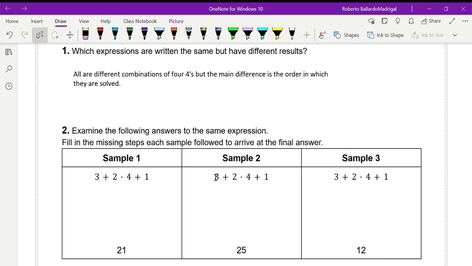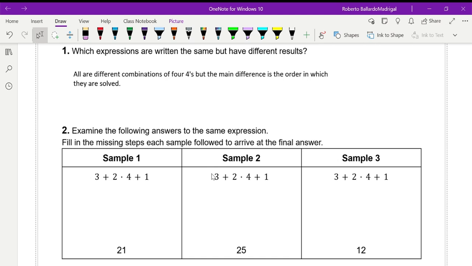Okay. Rest of you guys, all together, you have 5 minutes to fill in the missing steps to arrive at these final answers. So sample 1, sample 2, sample 3. All you're doing is moving around the parentheses. Where are you going to place your parentheses so that for sample 1 you get 21? Sample 2, you get 25. Sample 3, you get 12. You have 5 minutes. Time starts now.